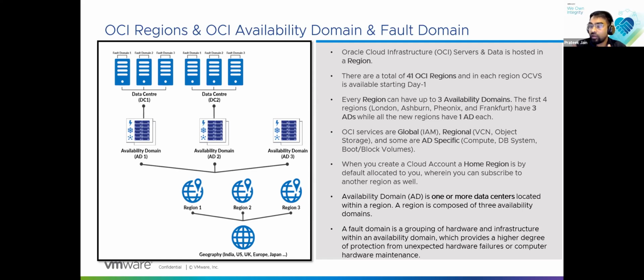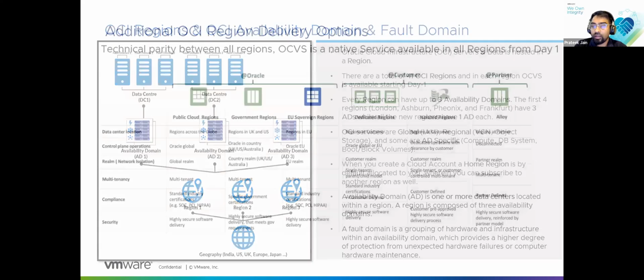So while you have vSphere HA protecting your workloads, even if there is a failure on the underlying infrastructure, you would still be protected by the salient features of the fault domain, which are available in OCI. Now, most of the OCI services are global, but the compute services, DB systems, and block volumes are all regional services. Your accounts are mostly configured in the region which is allocated to you by default, but you can always subscribe to other regions as well.